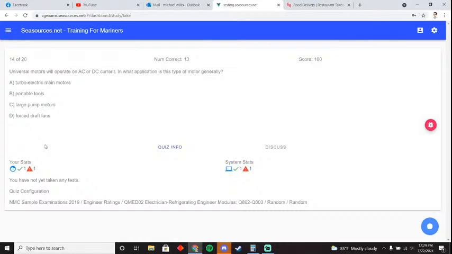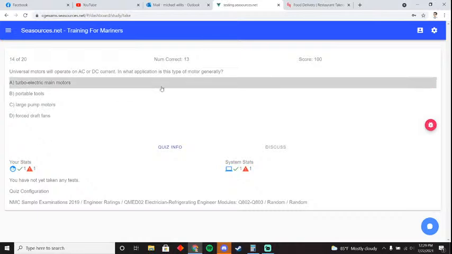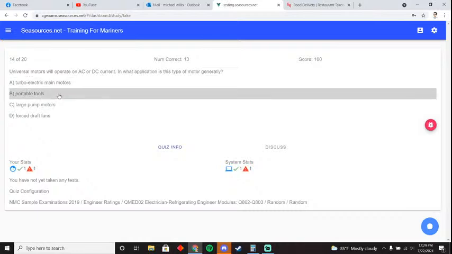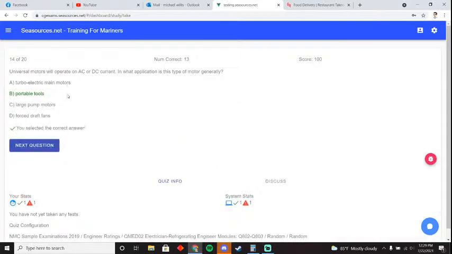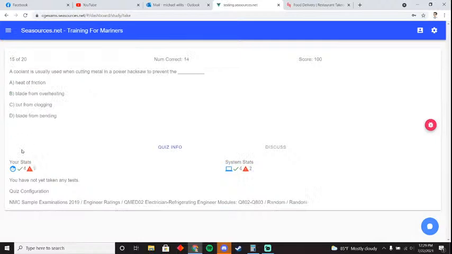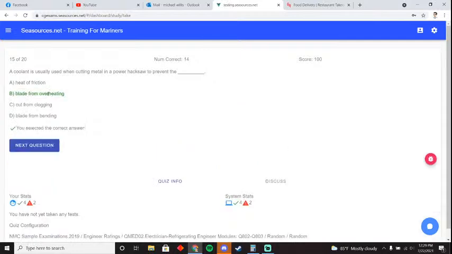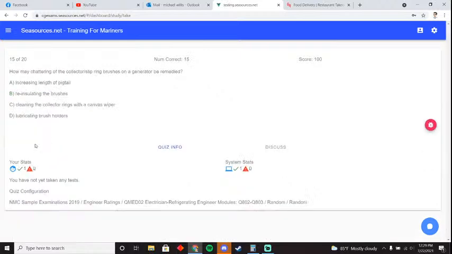Universal motors will operate on AC and DC current. In what application is this type of motor generally used? I believe it's portable tools. A coolant is usually used when cutting metal in a power hacksaw to prevent the blade from overheating. Because once it overheats, it's going to split apart.